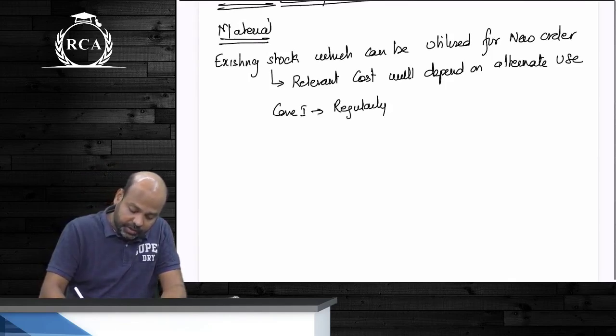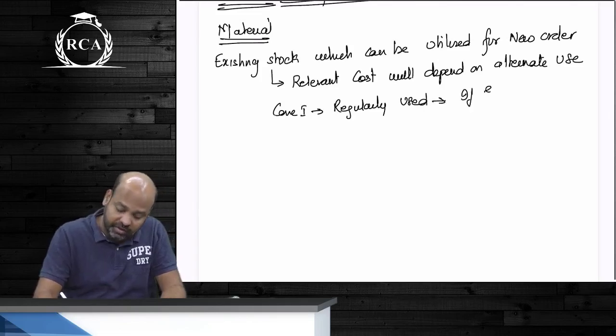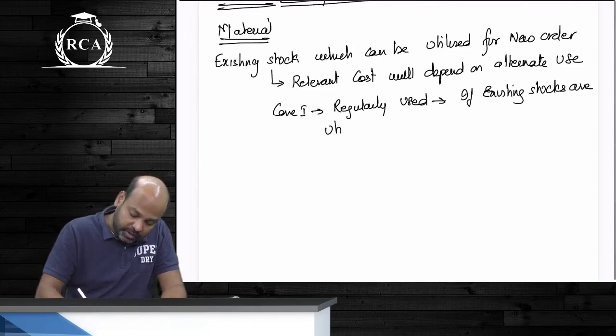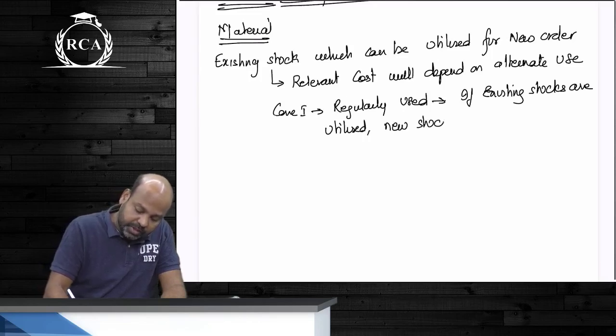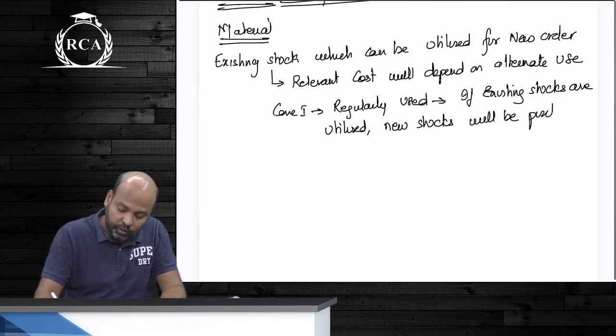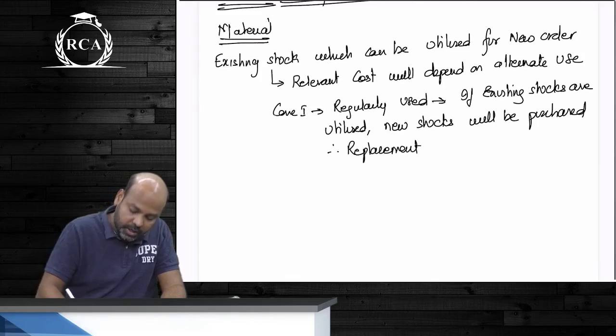Regularly used. If it is regularly used, what will happen? If existing stocks are utilized, do we have to purchase new stocks? If existing stocks are utilized, new stocks will be purchased. So what will be relevant? Replacement cost. Replacement cost is relevant.